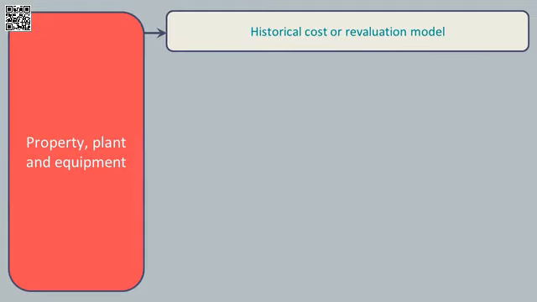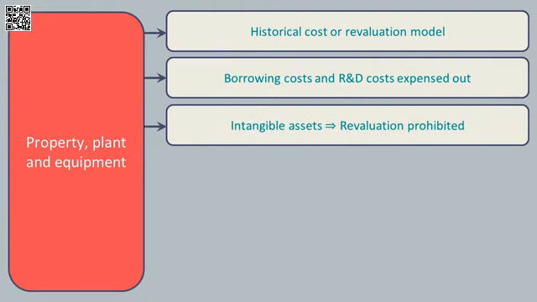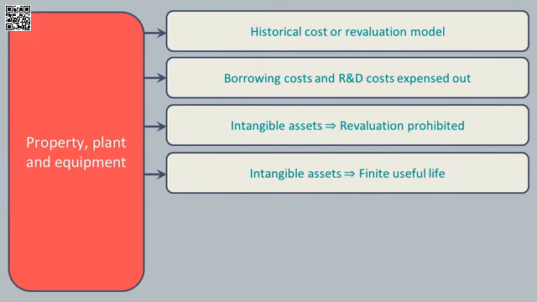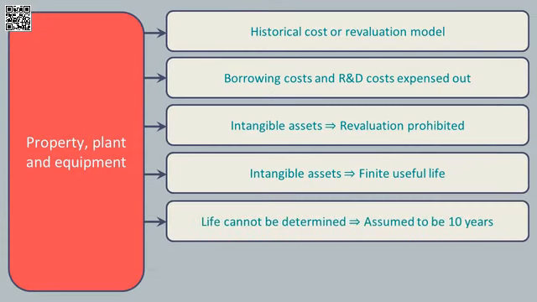Interestingly, the full IFRS allows borrowing costs and R&D costs to be capitalised under the correct circumstances. But under the IFRS for SMEs, these costs are expensed in the year. Under the IFRS for SMEs, any revaluations of intangible assets are prohibited by the standard. It also gives non-tangible assets a finite life. If a useful life cannot be determined, then a life of 10 years is assigned.